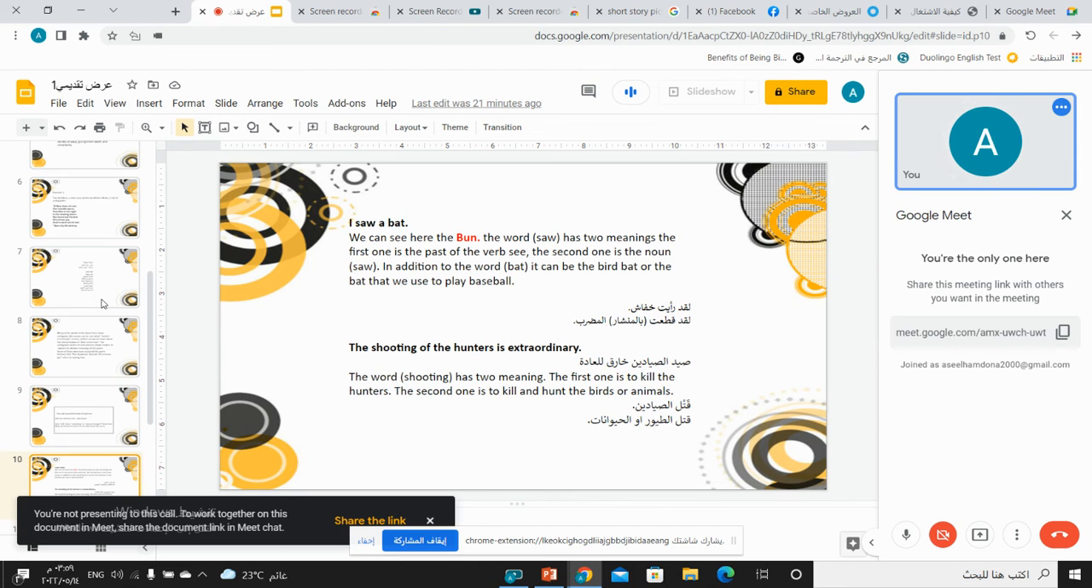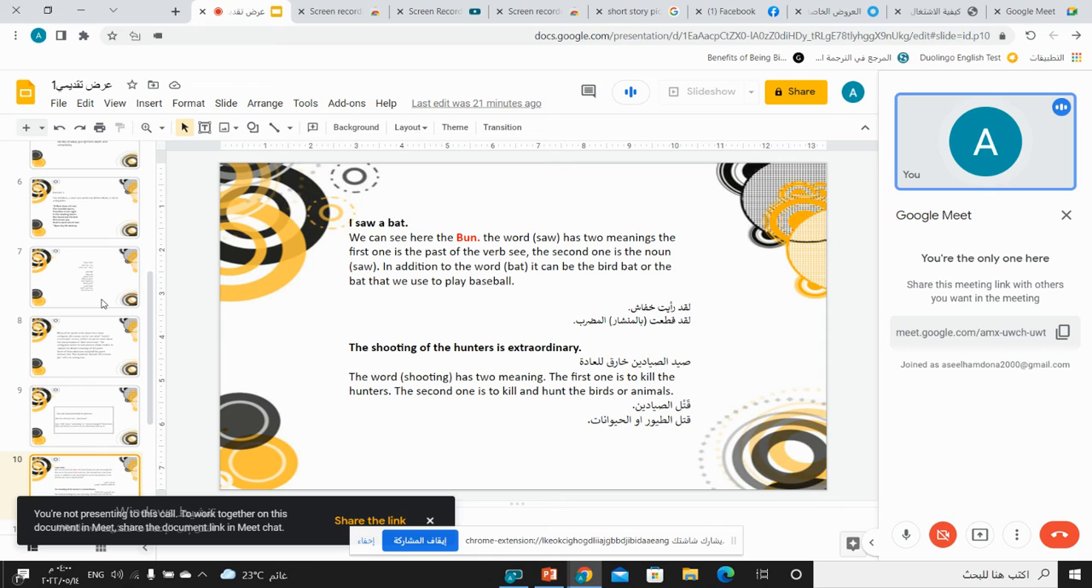The shooting of the hunters is extraordinary. صيد الصيادين خارق للعادة. The word shooting has two meanings here. The first one is to kill the hunters who are hunting the animals and the birds. The second one is that the hunters kill the animals. Like the first one, we can understand that we want to kill the hunters who hunt or kill animals. The second is killing the birds or animals.